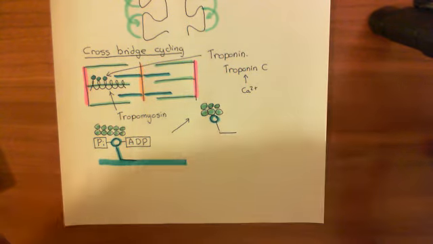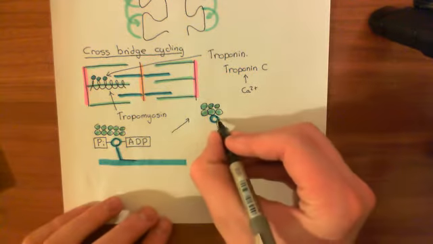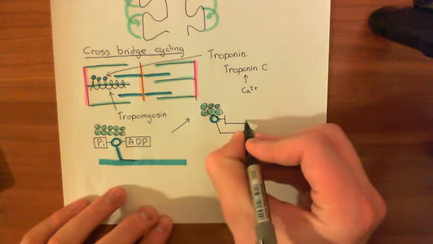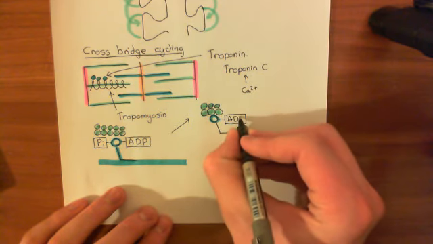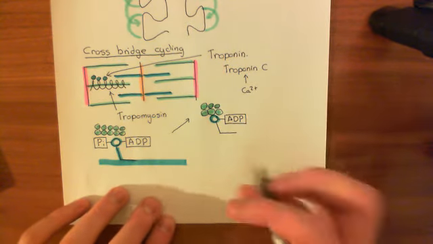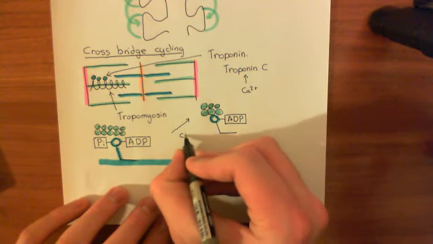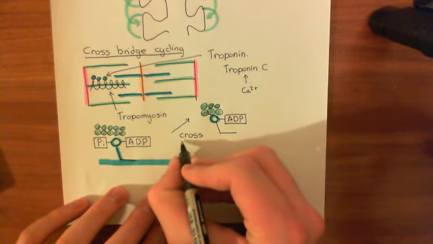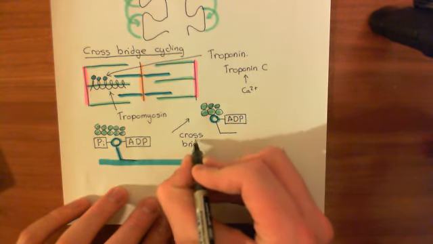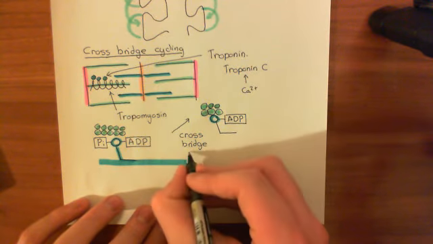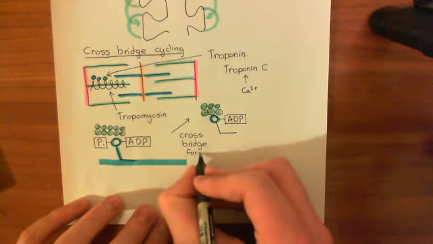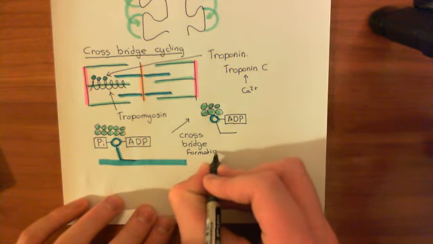Okay, right. Now, it's still got ADP bound to it. It hasn't given that up yet. So it's formed this crossbridge. Okay, so this is crossbridge formation here, this stage here. Crossbridge formation, and the bond between the myosin head and the actin monomer is known as the crossbridge. So this is crossbridge formation.